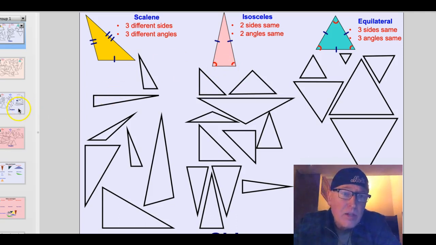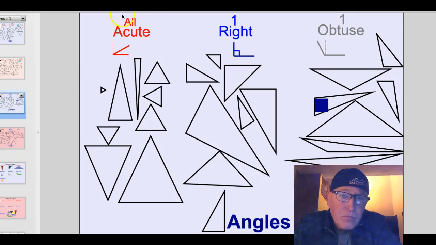All right. Some triangles have all acute angles. Those are all less than 90 degrees. Some triangles have a right angle. They can only have one of them. Some triangles can have one obtuse angle. Look at these terms. See if you can remember them.